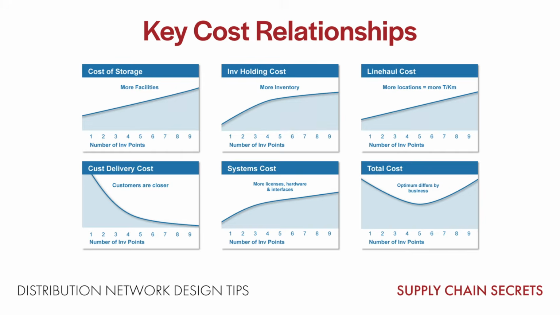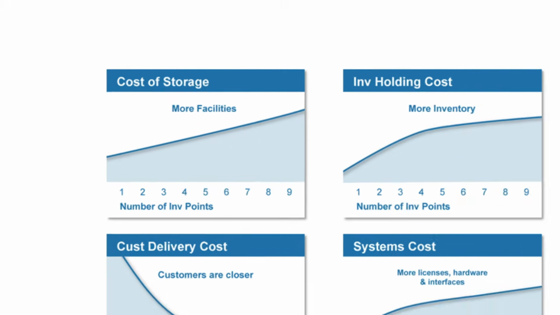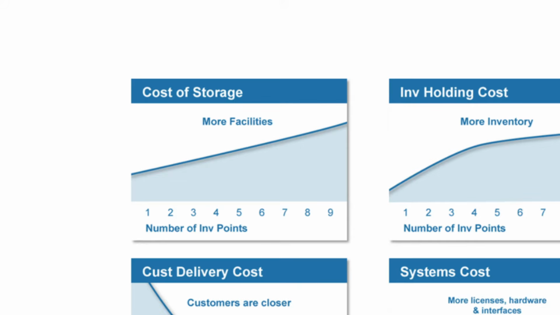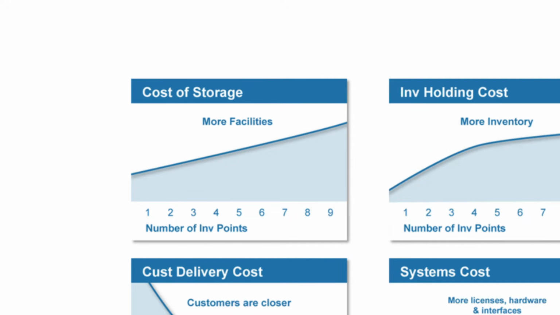So I'm just going to glance down at the charts here while I go through them, and we'll put them up on the screen. Some of the things that have a significant impact on the cost of your distribution network are, number one, the cost of storage. If you look at this very simple chart, we've got the number of inventory points along the bottom axis, the x-axis, and the cost up the y-axis. As we get more and more inventory points or warehouses or distribution centers, the cost goes up. That's because we've got more facilities, more bricks and mortar, more overhead costs and so on. So the more warehouses we have in the network, obviously the more it's going to cost. So that's key number one.